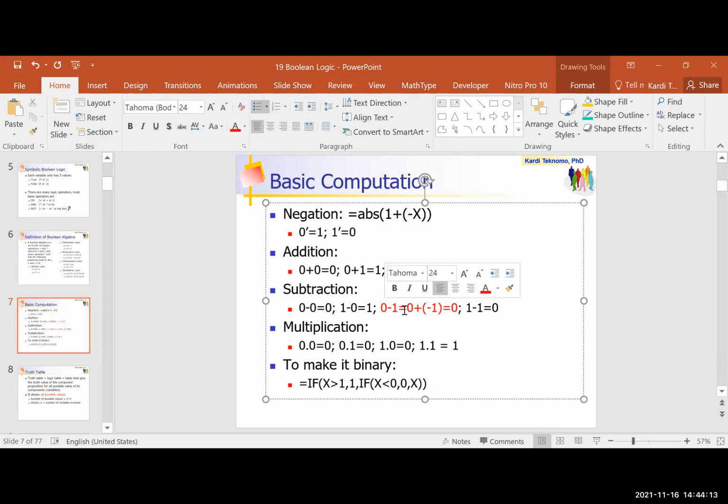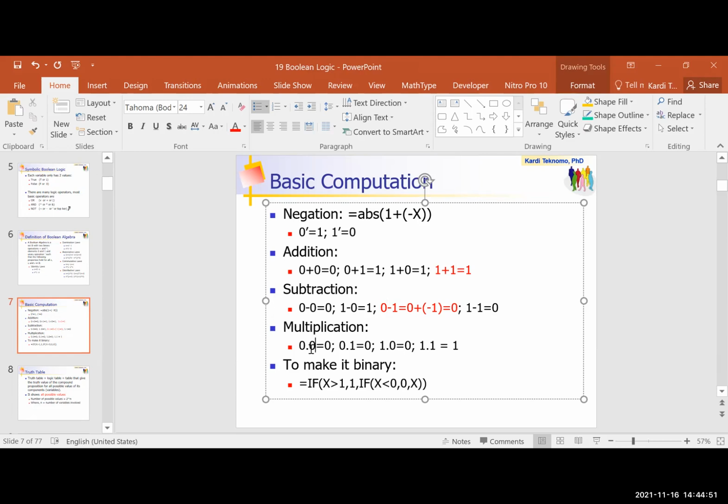this one is plus, meaning this is the same as plus or minus 1, right? So 0 minus 1 means 0 plus minus 1, right? 0 itself is false, plus means or, minus 1 means not true, okay? So in that case you have false or false, and of course false.